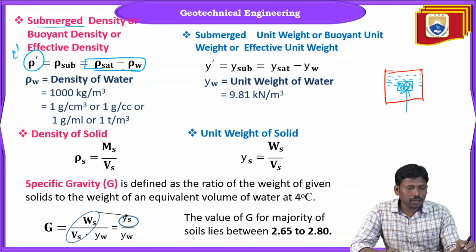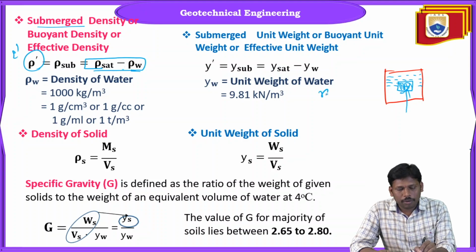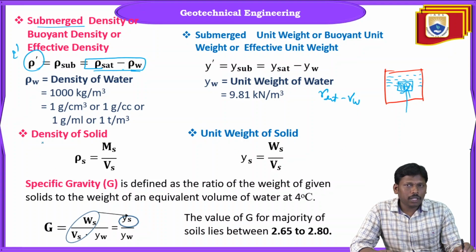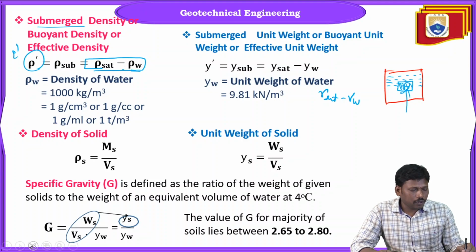Okay, now this is the conversion, and coming to it in terms of unit weight, it is equal to gamma saturated minus gamma W. So again the same conversion we will use, and the other density formula is density of solids. Density of solids is denoted by the symbol rho suffix s, and it is defined as the ratio of mass of solids to the volume of solids.